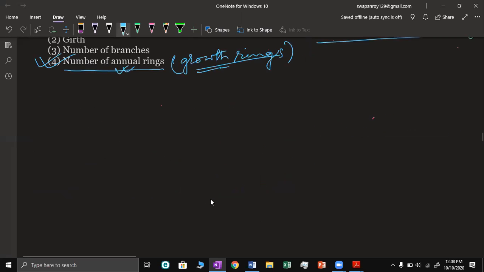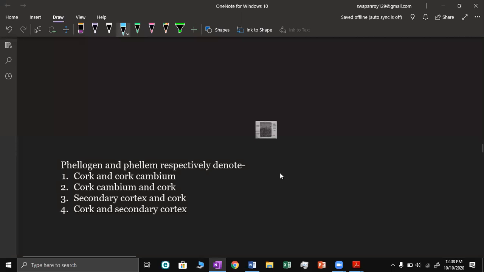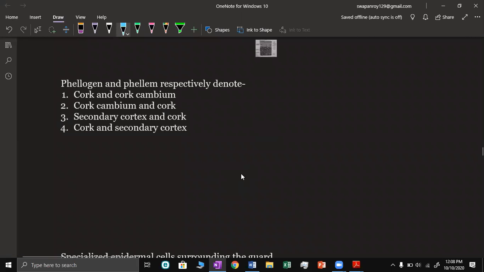Okay. So next thing, next question. Here is one question: phellogen and phelloderm respectively denote cork and cork, the secondary cortex, and cork and secondary cortex. So what are the synonyms of phellogen and phelloderm?